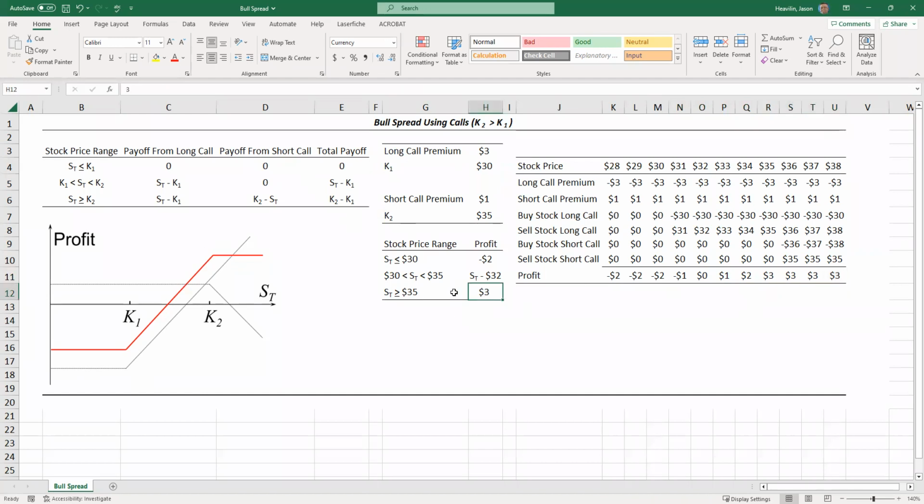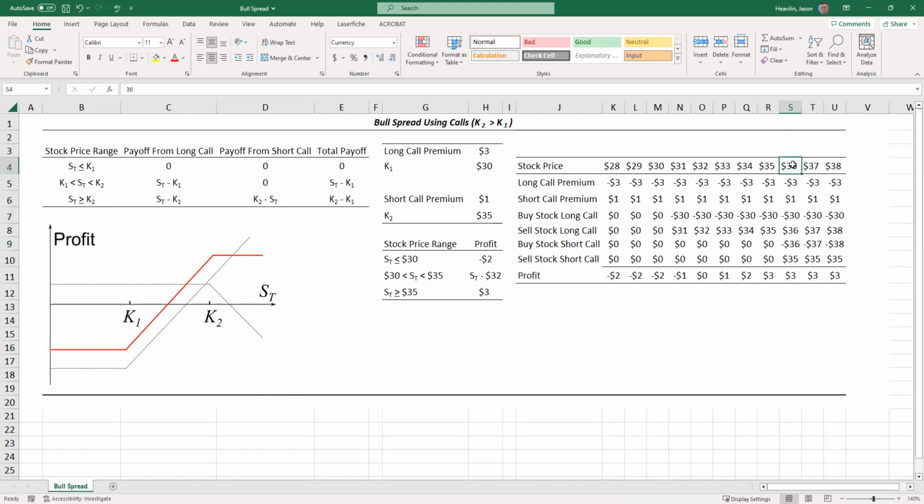How do we do it? K2 minus K1 adjusted by the premiums. So we take K2 minus K1 minus the $3 you paid for that call, plus the $1 you received for selling that call, $3. And that's that range here. Once again, if I was to talk about how it plays out in the cash flows, but you don't have to because you got these formulas now.